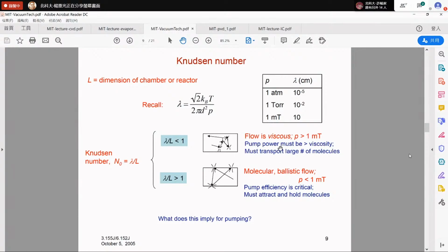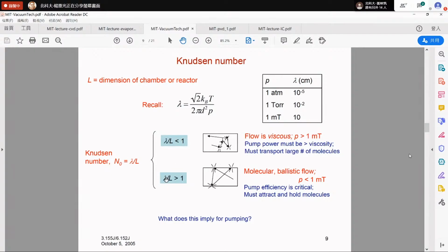So the pump power must be larger than the viscosity and must transport a large number of molecules when lambda divided by L is less than 1.